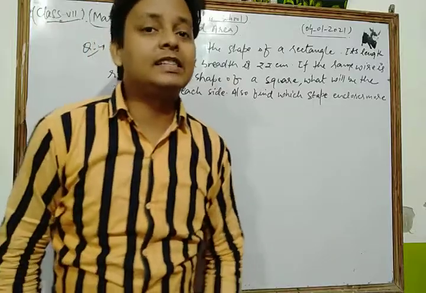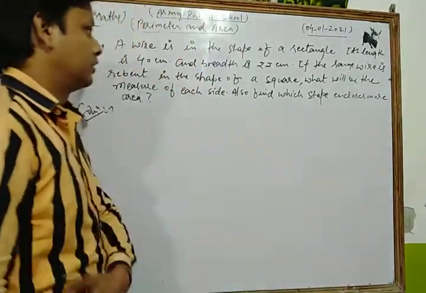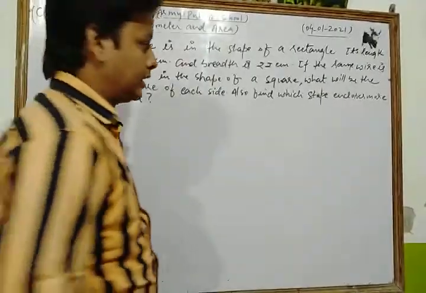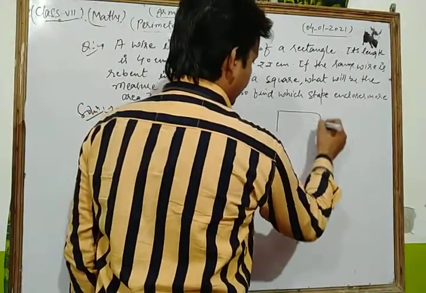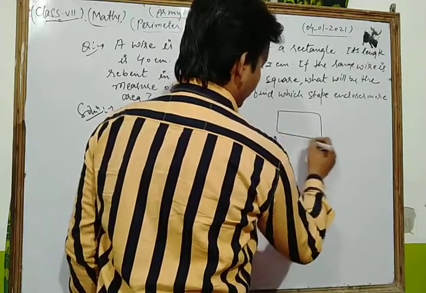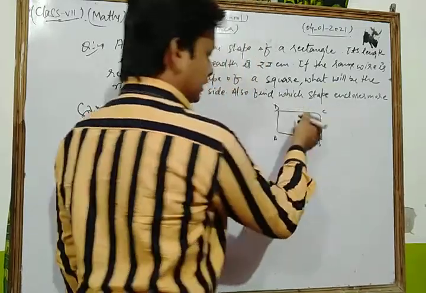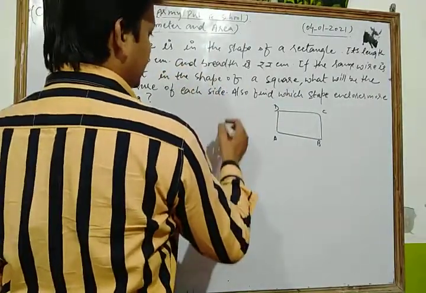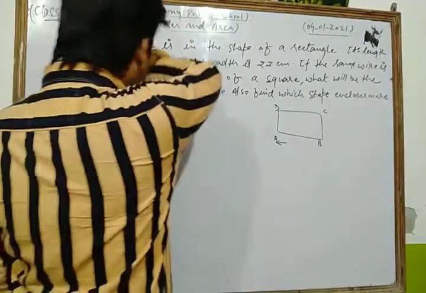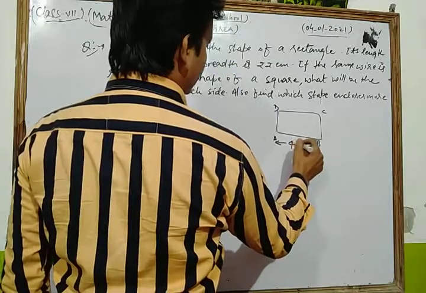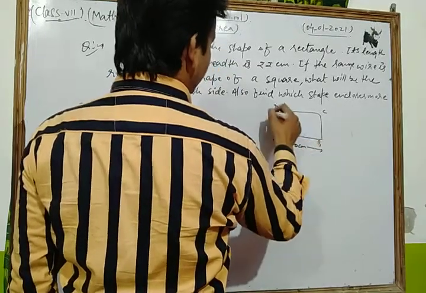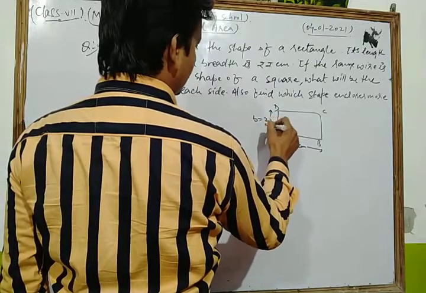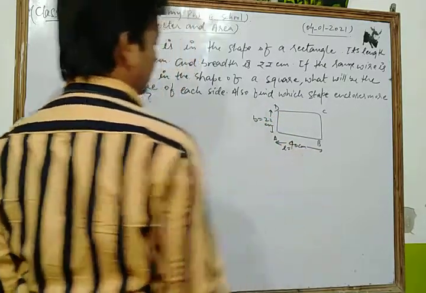Let's see its solution. What is the process of that question? Here, a wire is in the shape of a rectangle. First of all, suppose the wire is in the form of the rectangle ABCD. Its length is this and breadth is this. The length is given as 40 centimeter, and its breadth is 22 centimeter. So L is 40 and B is 22.